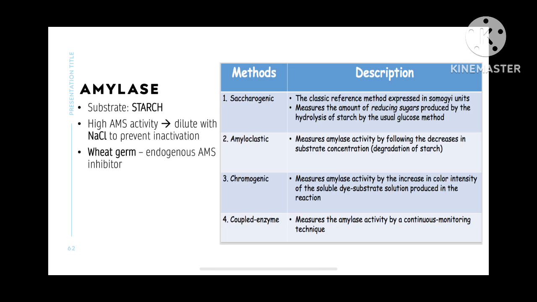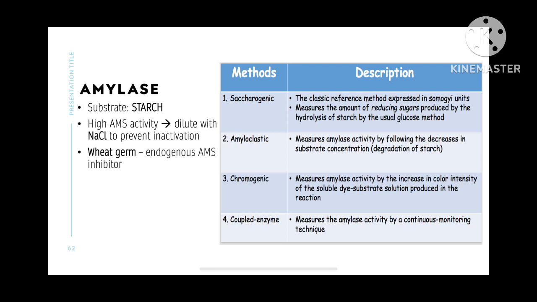Amylase can be assayed by a variety of different methods, which is summarized in this table. The four main approaches are categorized as amyloclastic, saccharogenic, chromogenic, and continuous monitoring. For now, continuous monitoring has replaced previous methods for amylase activity.